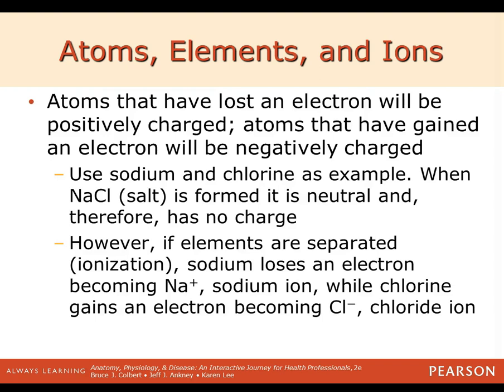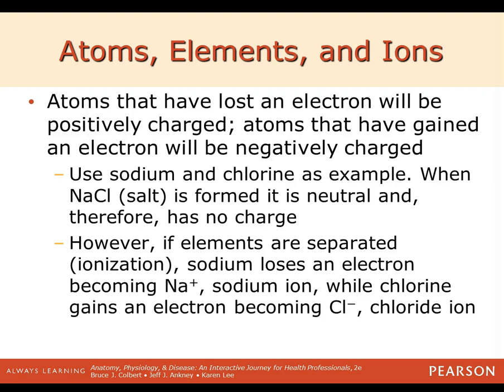So like I just said, if they lose an electron, they become positively charged. If they gain an electron, they become negatively charged. We're going to use sodium and chlorine for example. When sodium chloride, which is salt, is formed, it's neutral. It has no charge. There's a balance of electrons between the two elements in making the compound.